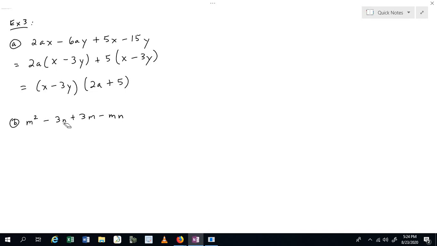So let's take these 2 terms and group them together and then factor out what they have in common. Well, the only thing they really have in common is a 1. So I guess if you wanted to factor out a 1, you could do that. Okay, and then we're going to group these together and factor out what they have in common, which is an m. So if you factor the m out, you're left with 3 minus n.